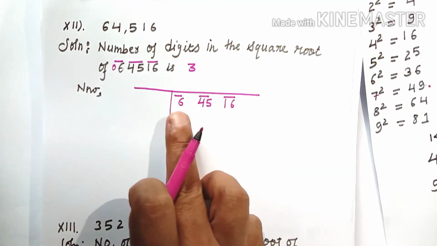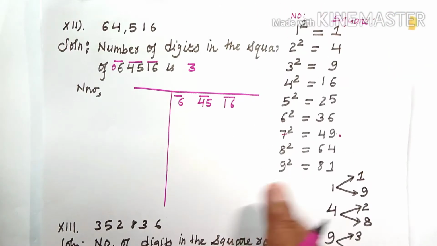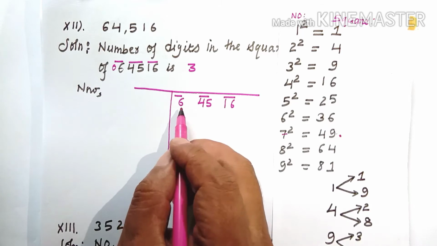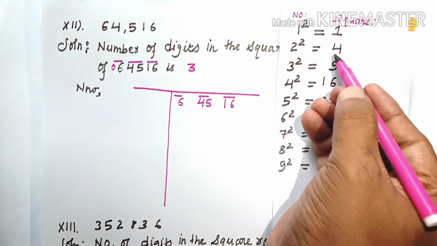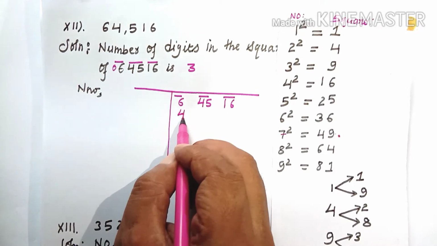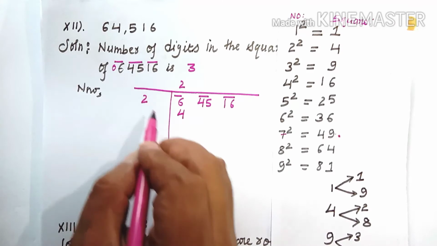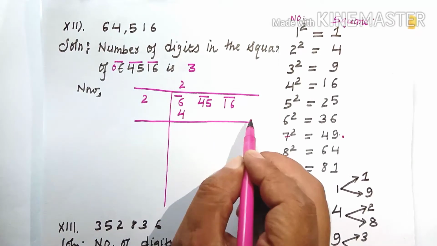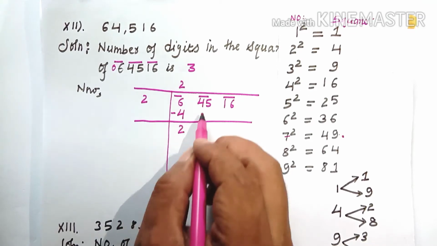So now here you'll be getting 3 digits. Now like I said before, here you'll have to take the largest square nearest to this pair. So 6 means you'll have to take 4. So 4 is a perfect square of, yes, that is 2. So 2 2s are 4. Now subtract. So here 6 minus 4, which is 2. You'll have to bring down 45.